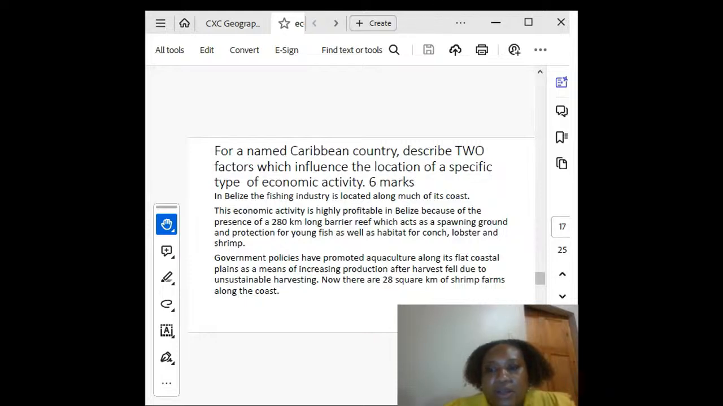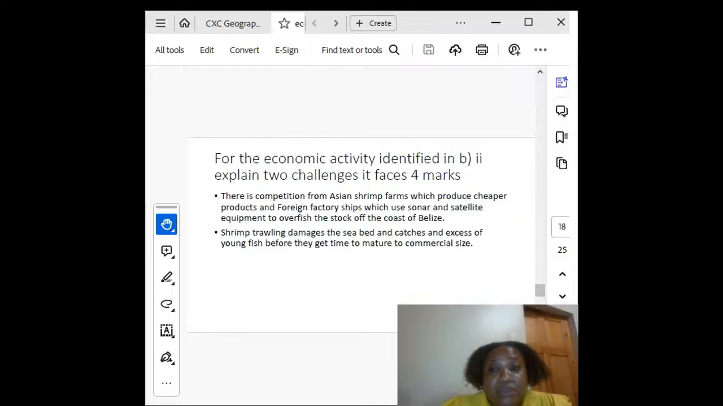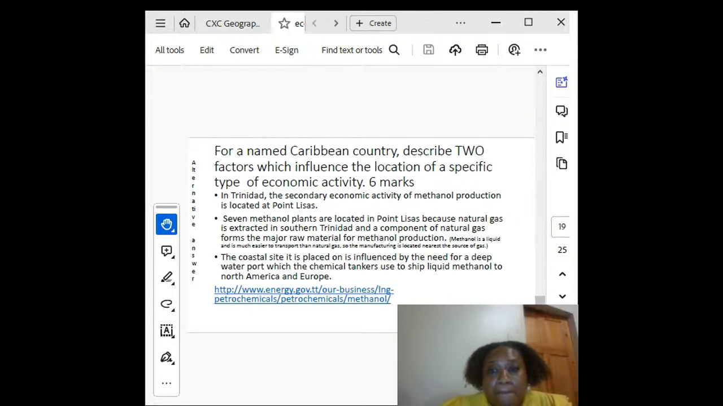So they talk about government policies as another factor that influence the development of fishing in Belize. They have promoted aquaculture in terms of mariculture, where they implemented these huge areas for shrimp farms along the coast, making it one of the most profitable areas of shrimp farming in the world, right?